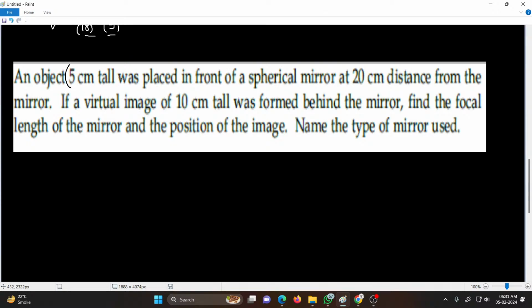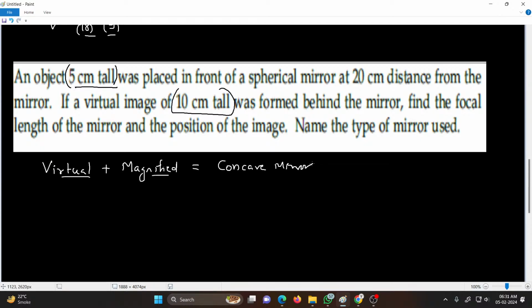Object is 5 centimeter tall and the virtual image is 10 centimeter tall. What is the meaning of this? The meaning is that the image is magnified, and the image is virtual. Why is it virtual? It is given here, virtual, and we know that it is magnified. Then a virtual and magnified image can only be formed by a concave mirror.